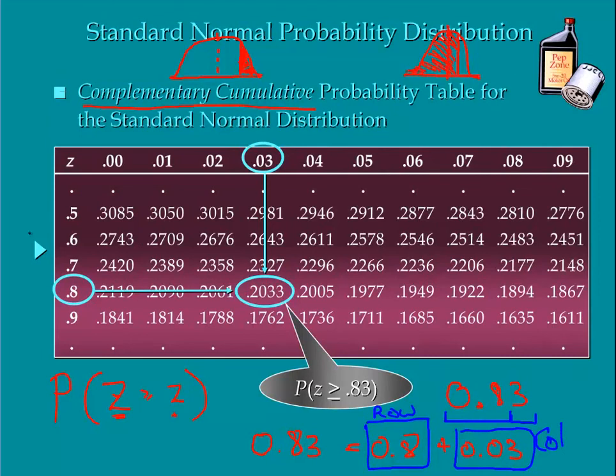So I have it done out here. 0.8 is the row. So here we have it, circled here. There we go. And what we do is we go over until we reach the column where we have 0.03. And therefore the answer is 0.2033. So the probability of z being greater than or equal to 0.83 is equal to 0.2033. Now things are getting a bit cluttered there, so I'll move on to the next slide to continue this point.